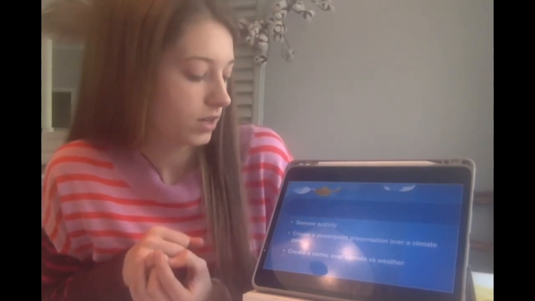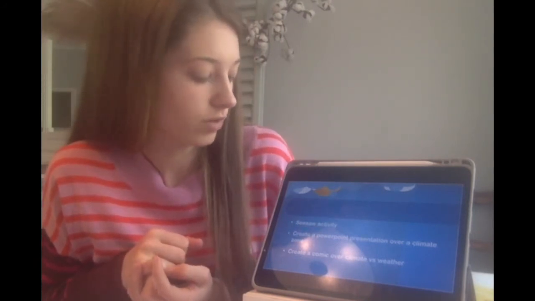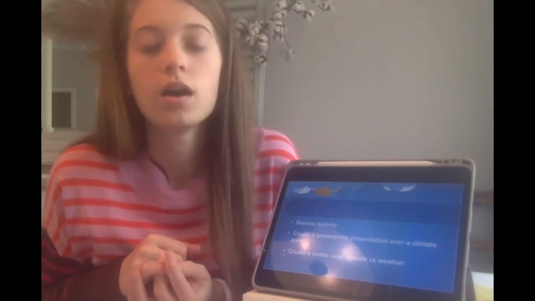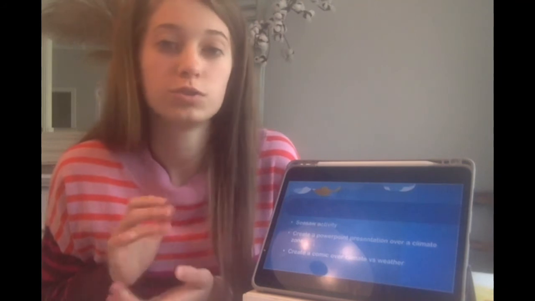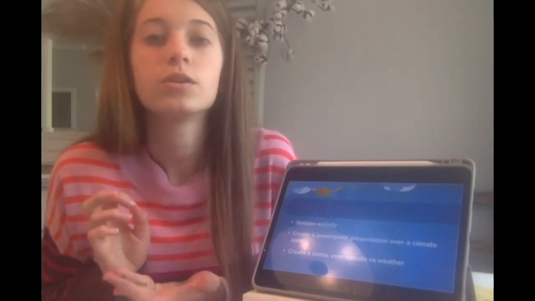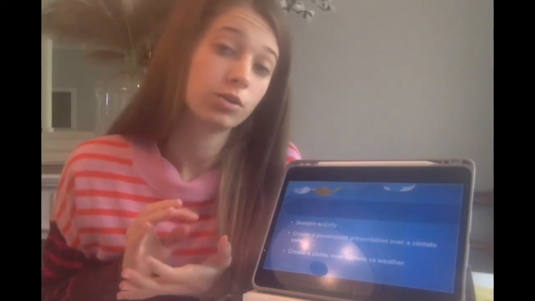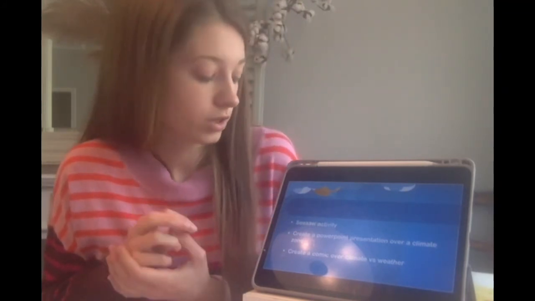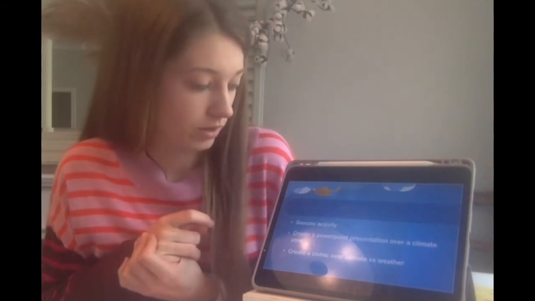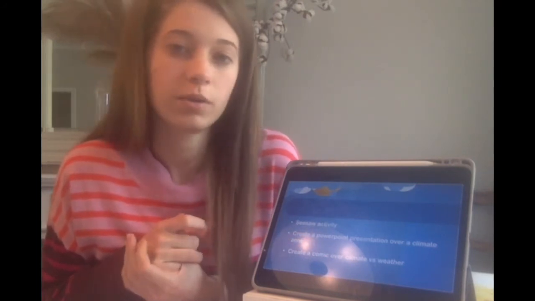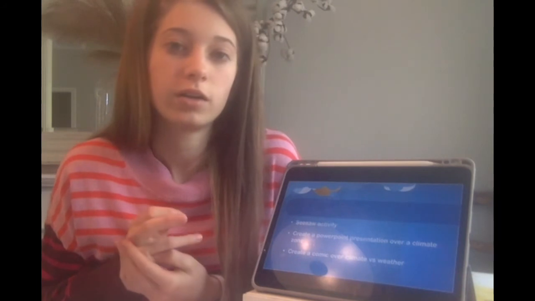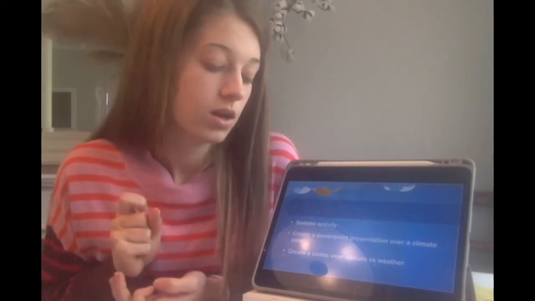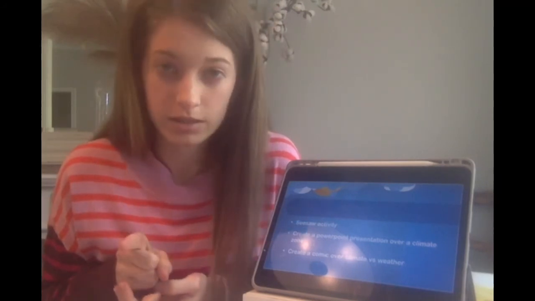The next activity is to create a PowerPoint presentation over a climate zone. You choose a climate zone in North America, and you can do a PowerPoint presentation, and you're going to include both weather and climate statements. And then your third option is to create a comic over weather versus climate. So in the comic, you are going to create your own imaginative comic, and you are going to include both weather statements and climate statements in it.